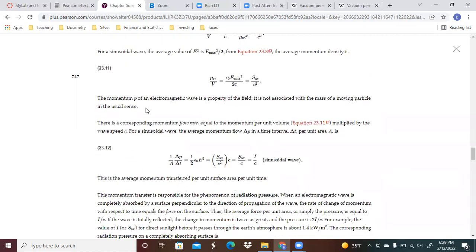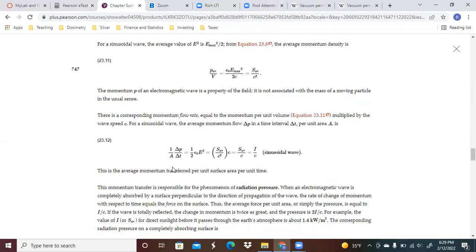The momentum of an electromagnetic wave, which is kind of hard to think about, but that's what we've got, is a property of the field. It's not associated with the mass of a moving particle. There is a corresponding momentum flow rate equal to the momentum per unit volume multiplied by the wave speed. And that turns out to be this. Again, the flow rate is going to end up being the change in momentum with a change in time.